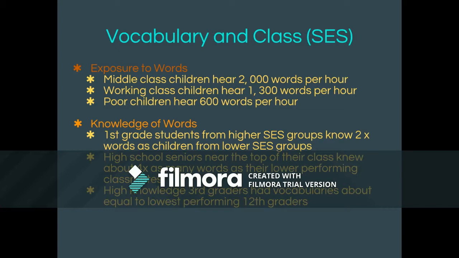So by the time a first grade student is in school, their peers that are in a higher SES know 2 times the words that the children in a lower SES group do. And then by the time that high school seniors, the ones that are at the top of their class, they know as many as 4 times more words than low performing students.